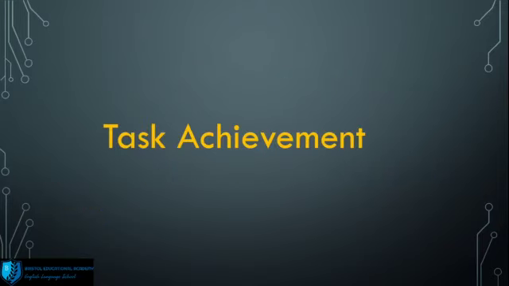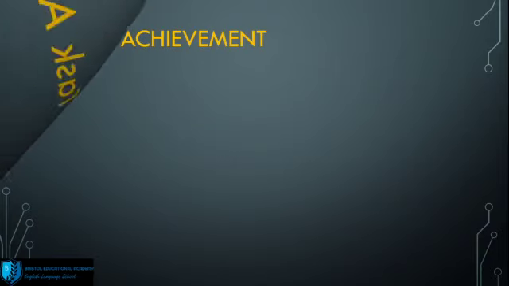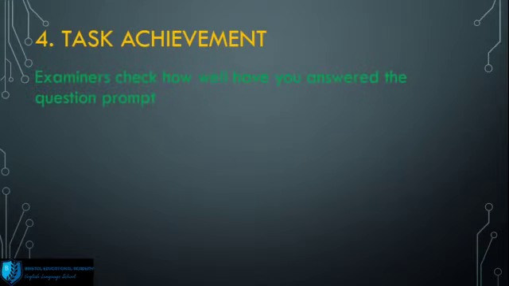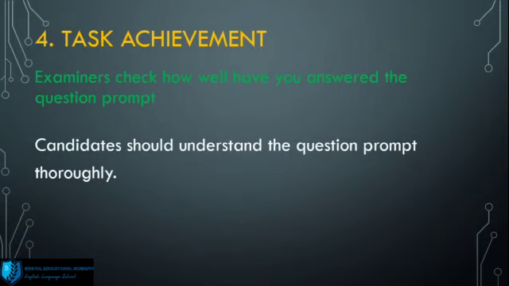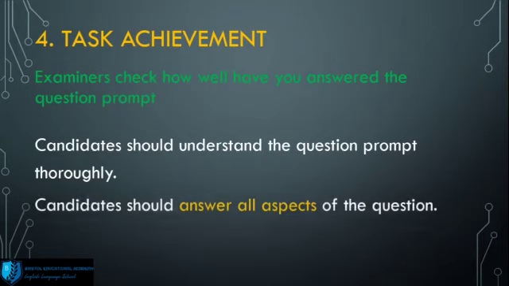The fourth and important aspect is task achievement. In task achievement, examiners check how well you have answered the question prompts. Candidates should understand the question prompt thoroughly. In fact, they should spend about 5 to 7 minutes just to understand the question, because I have seen many students writing all the complex sentences, following a structured pattern for their essay and using different types of vocabulary, but they still fail to get 7 bands because they are not writing on the task. So candidates should answer all the aspects of the question.